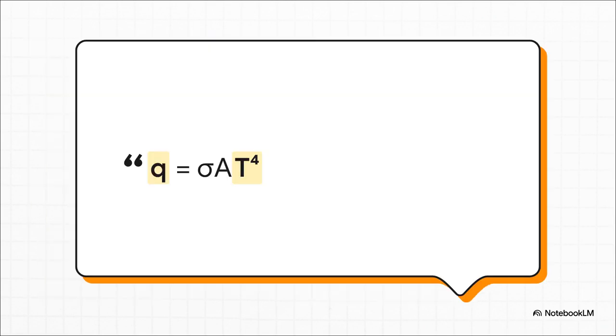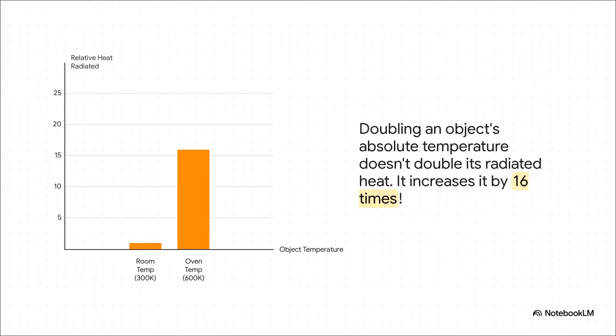The equation that governs radiation has something truly extraordinary inside it. You can see the rate of heat, Q, depends on the area, A, and a constant. But look at the temperature, T. It's raised to the fourth power. This T to the fourth relationship isn't just a small detail. It has profound, massive consequences. So what does that T to the fourth really mean?